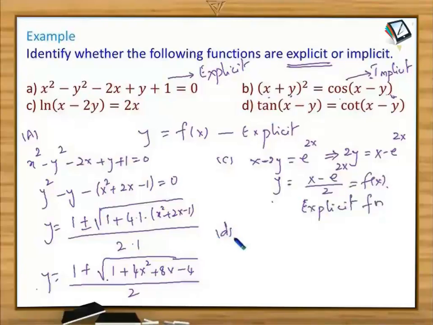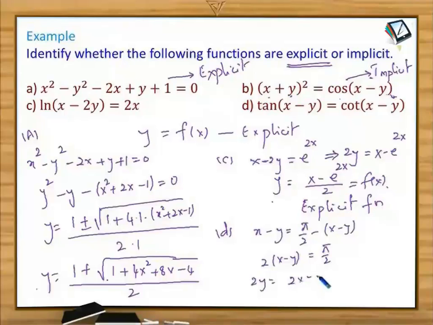Now look at the d function. Tan of x minus y is cot of x minus y. So if I use fundamental properties of trigonometry, can I write x minus y as pi by 2 minus of x minus y? 2 times x minus y equal to pi by 2, or I'll get 2y equal to 2x minus pi by 2, or my y is x minus pi by 4, which is an exclusive function of x. Am I able to express y as a single function of x? Yes. So what kind of function is the d expression? It is also an explicit function, right?